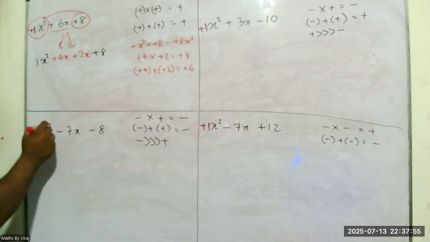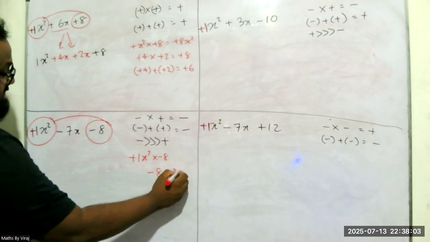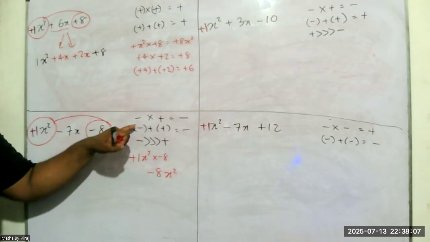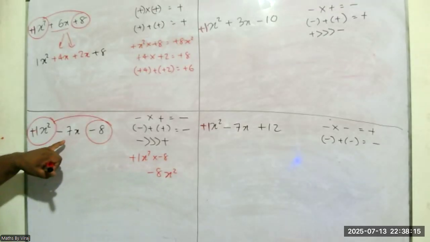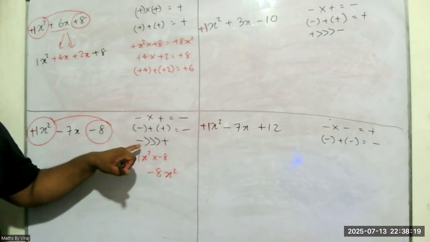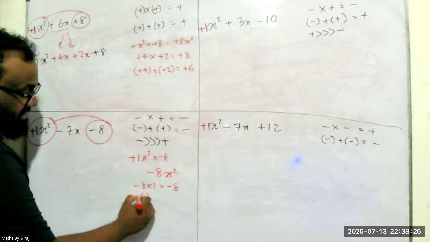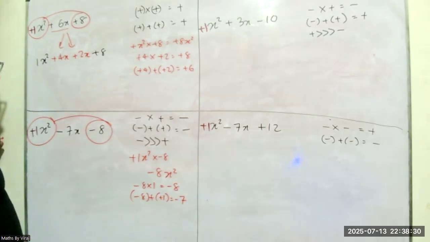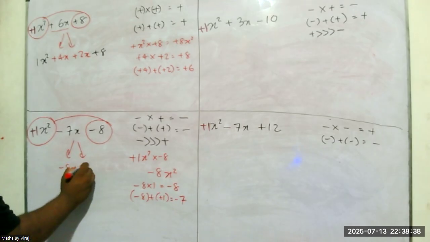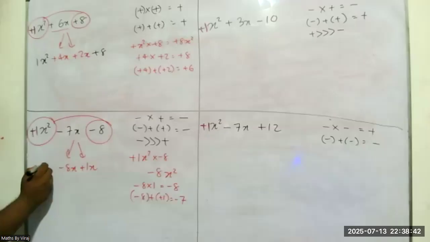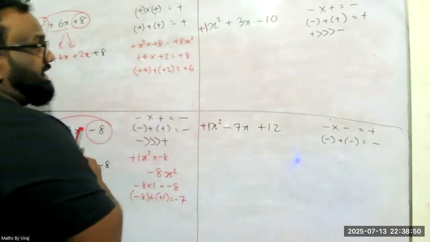Now if you look at this particular instance, we multiply the first term and the last term. What do you have? Plus 1x squared into minus 8 is minus 8x squared. In this instance, the negative should be multiplied with the positive because we have a negative term here, minus 8x squared. The number in the middle is minus 7x. Therefore, the negative number should be much larger than the positive number. So we take minus 8 into 1 is minus 8, and minus 8 plus 1 is minus 7. Understood? Therefore, we write minus 8x plus 1x, and the other terms are as they are. Correct?